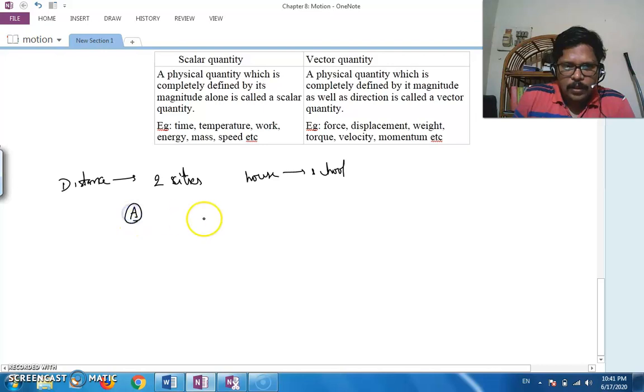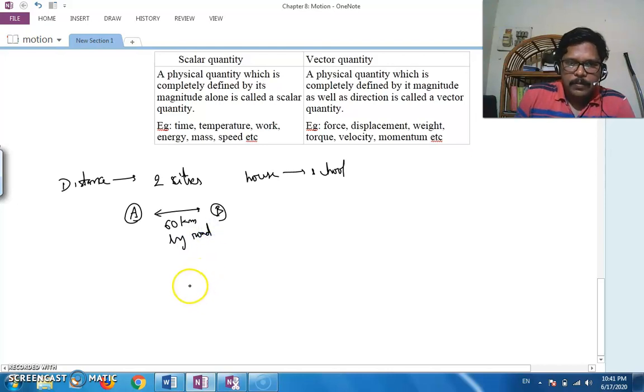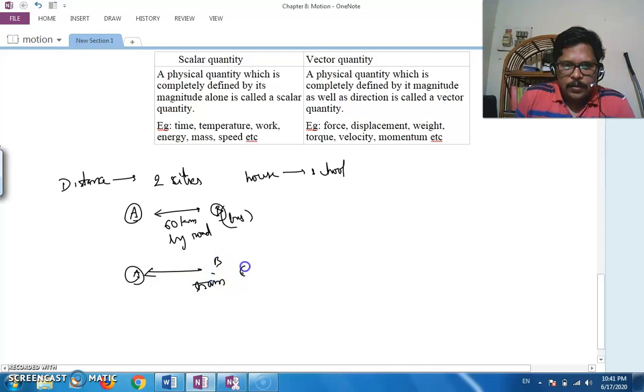Let us suppose city A and city B. The distance between these two cities is 60 kilometers when you go by road, on a bus. The distance between these two cities when you go by train is 68 kilometers. The two cities are the same, so the distance should be the same. So why is there a difference when we go by road and when we go by train?